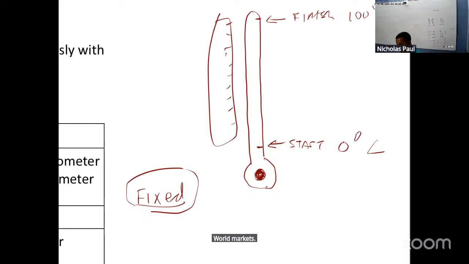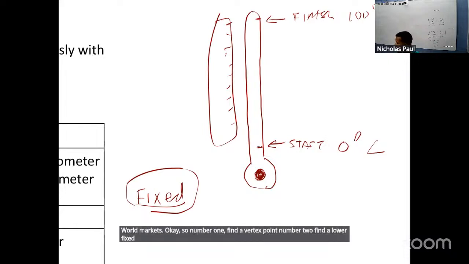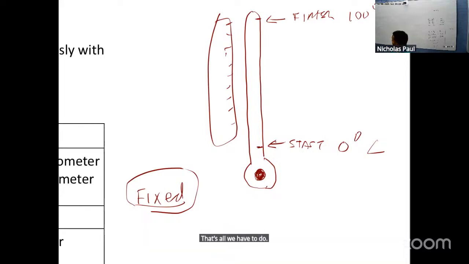So number 1, find the upper fixed point. Number 2, find your lower fixed point. And number 3, use a ruler and divide the 2 points into 100 equal markings. Okay, that's all we have to do. That's the way you calibrate a thermometer.